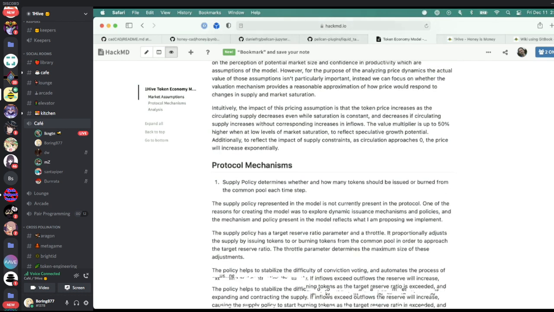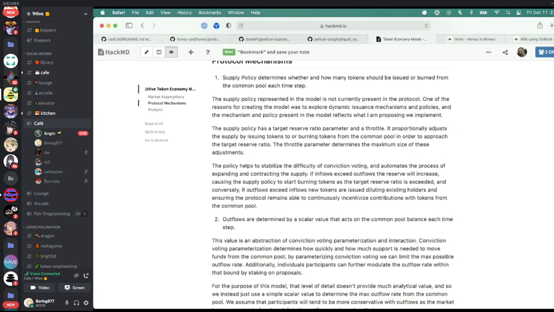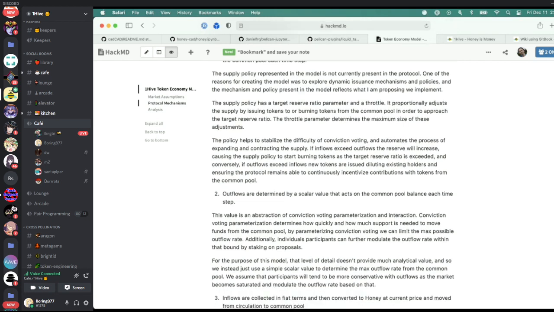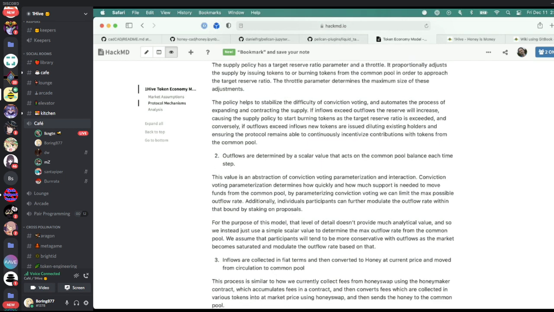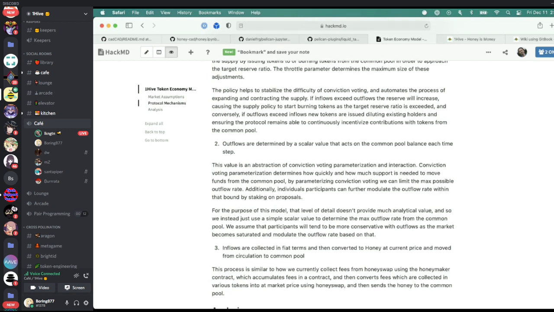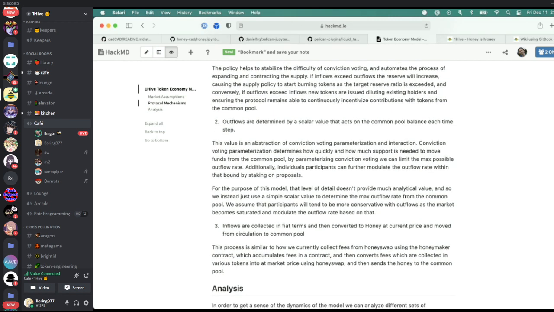Okay, cool. And then we have our protocol mechanisms, which is basically our supply policy for minting and burning tokens with the throttle parameter that was in the previous model. We have our outflows determined by a scalar value that abstracts the conviction voting parameterization. I'm going through these pretty fast because they were in the previous models. Yep. And I want to jump into the code.